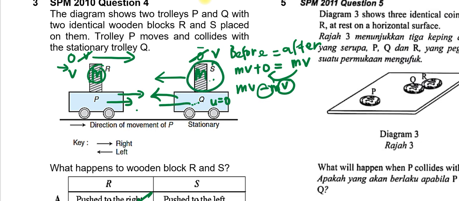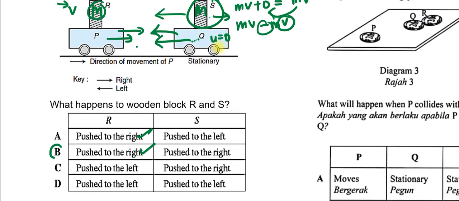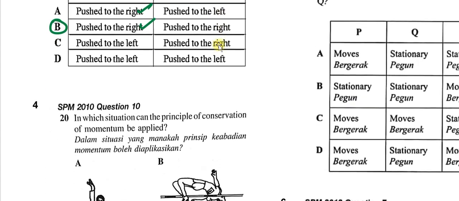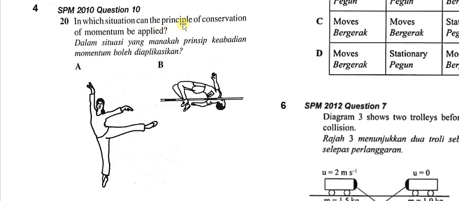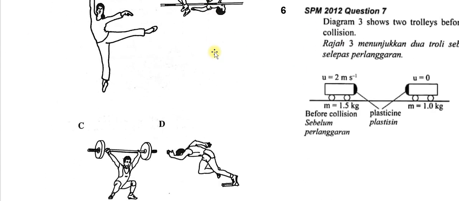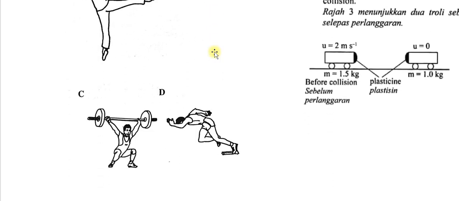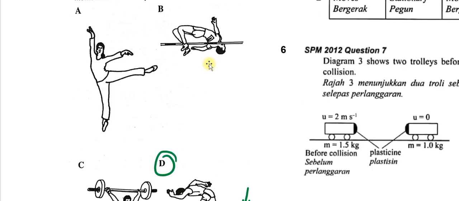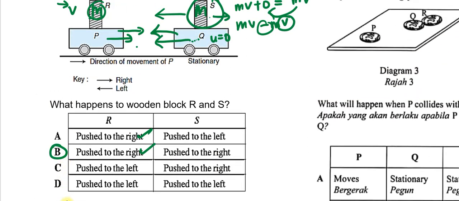So this one will move left. It appears to be moving right. Okay, so the answer is B. Okay, next one. If the principle of conservation of momentum is applied, of course, the answer is D. He is using a starting block. Runners use a starting block to give initial momentum. D is the answer. Okay, next one.